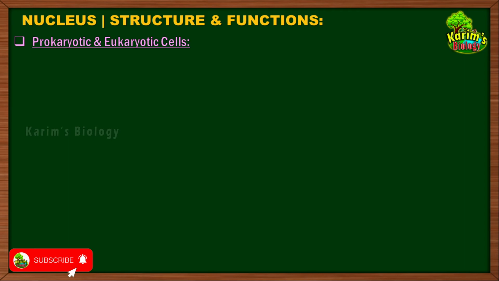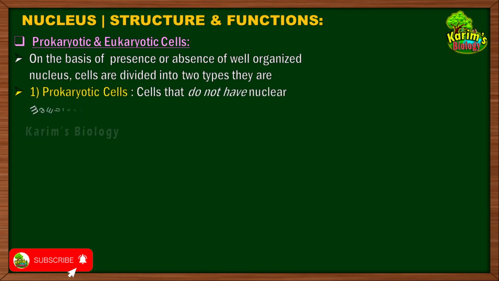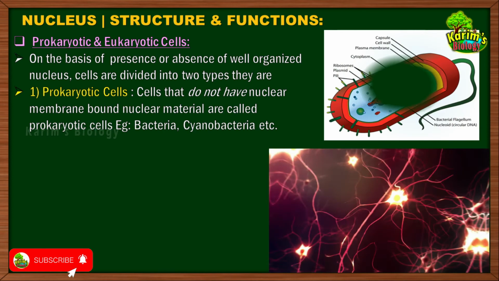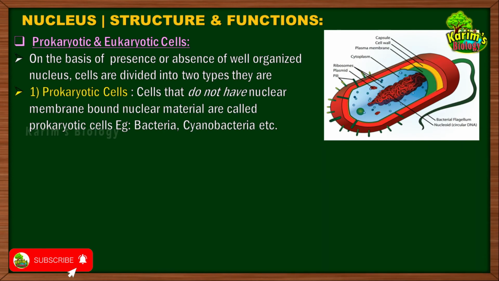Now let us discuss prokaryotic and eukaryotic cells. On the basis of presence or absence of a well-organized nucleus, cells are divided into two types. They are prokaryotes and eukaryotes. So basing on the presence or absence of a well-organized nucleus. First, let me tell you the meaning of a well-organized nucleus. A well-organized nucleus means a nucleus in which there is genetic material, that is chromatin material, and the chromatin material is covered or encircled by a nuclear membrane.